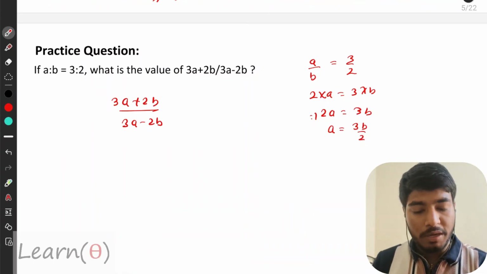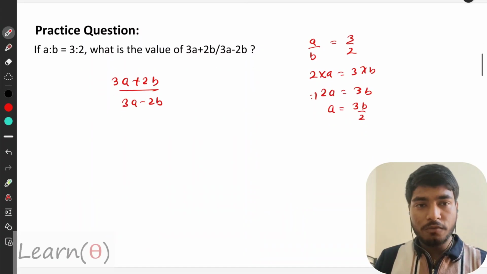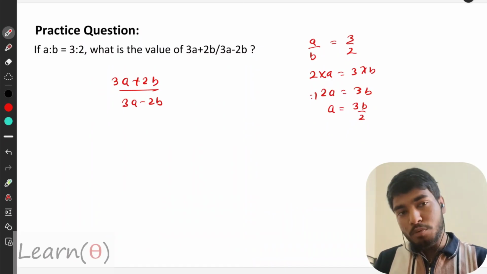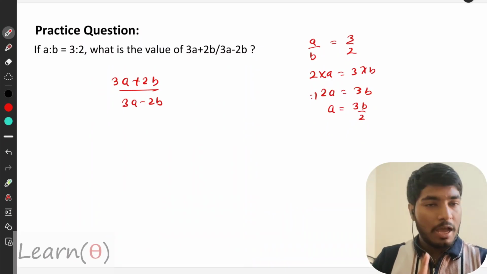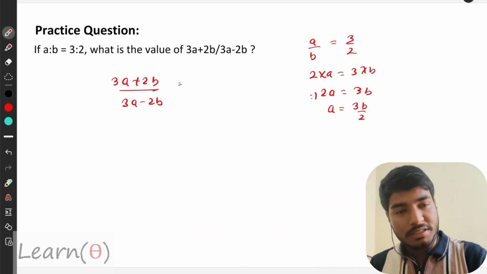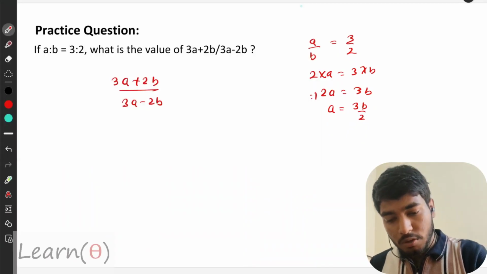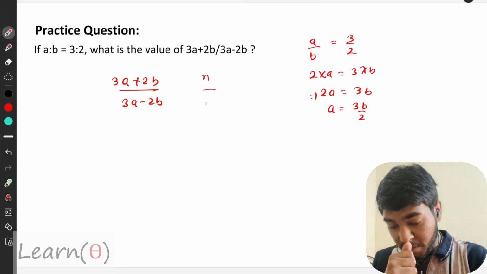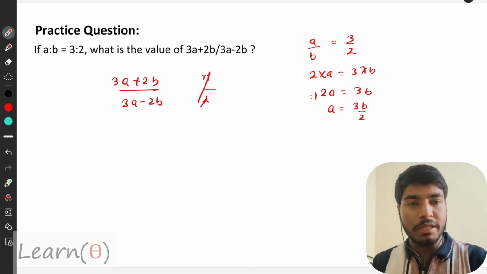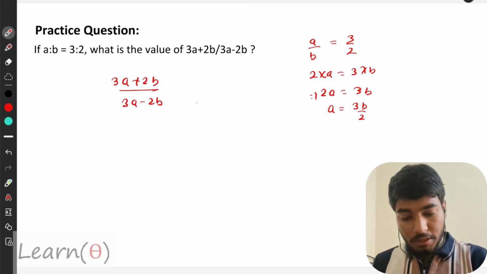Why am I doing this? Because I am having two variables, a and b. If I put the value of one variable into the second, I will get a single variable. Let's say there is a single variable in the numerator side, and there will also be a single variable in the denominator side. I will cut them and I will get the value.